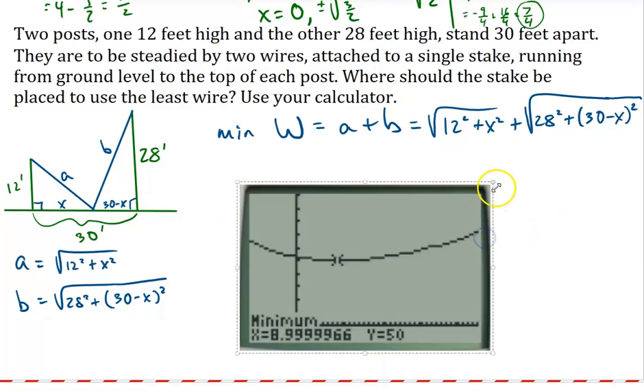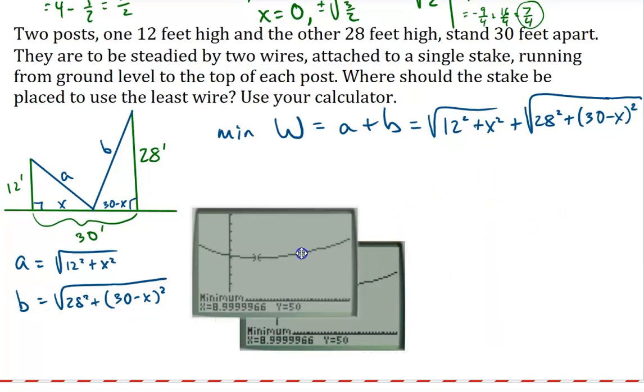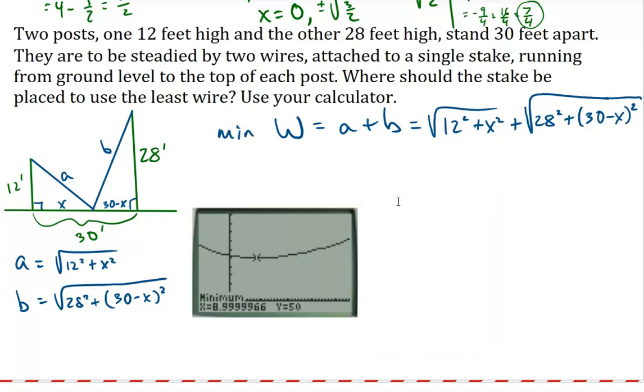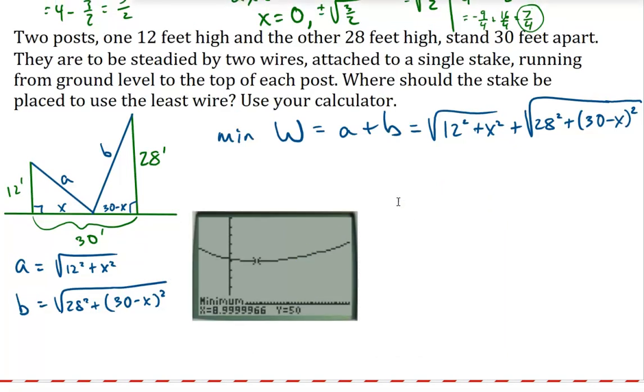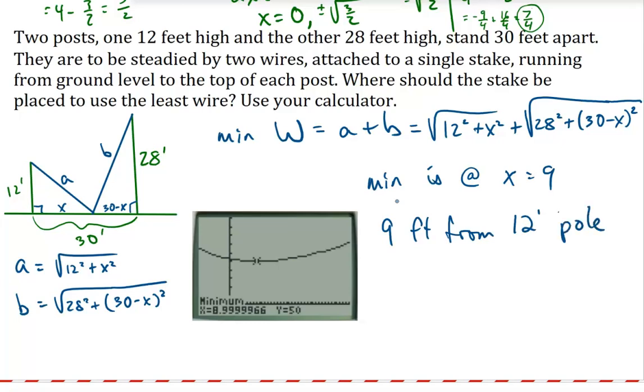So from the graph and our calculator, we can see that the minimum is at x equals 9. Okay, so in other words, that means 9 feet from the 12-foot pole is our minimum. Okay, does it ask us what the total distance is? Nope, so we don't need to plug 9 back into A and B. So that's it.